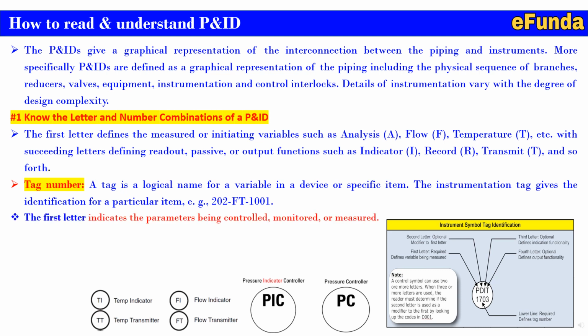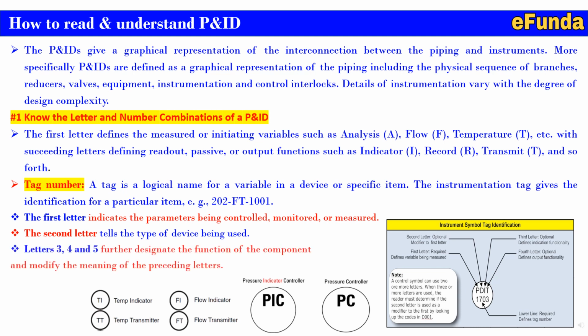The first letter indicates the parameter being controlled, monitored or measured. The second letter tells you about the device type being used. The third, fourth and fifth letters further designate the function of the component and modify the meaning of the preceding letter. This is how step 1 is covered.